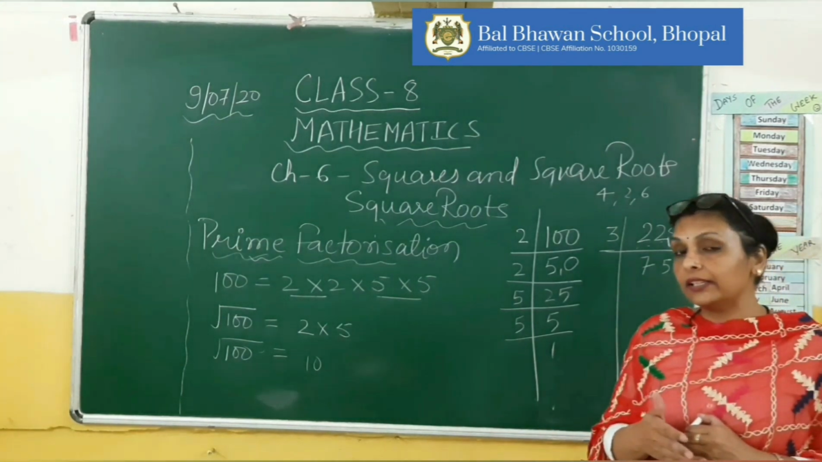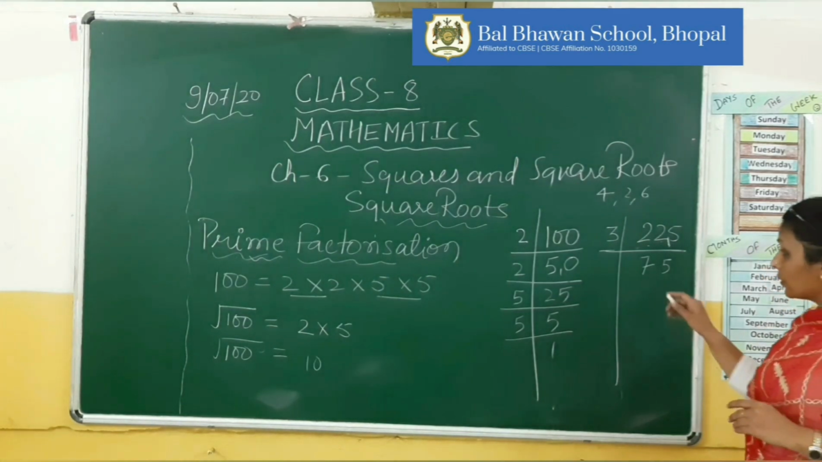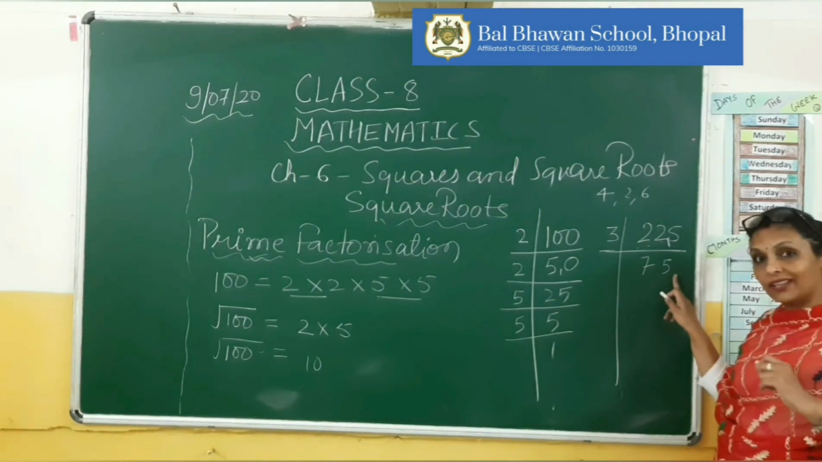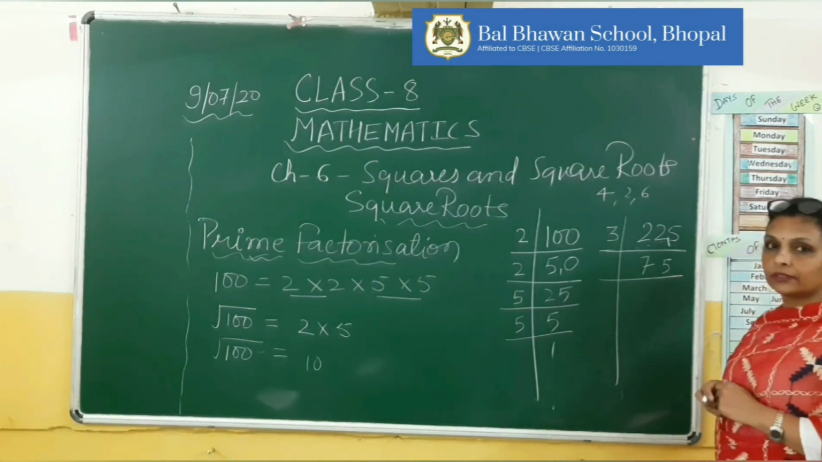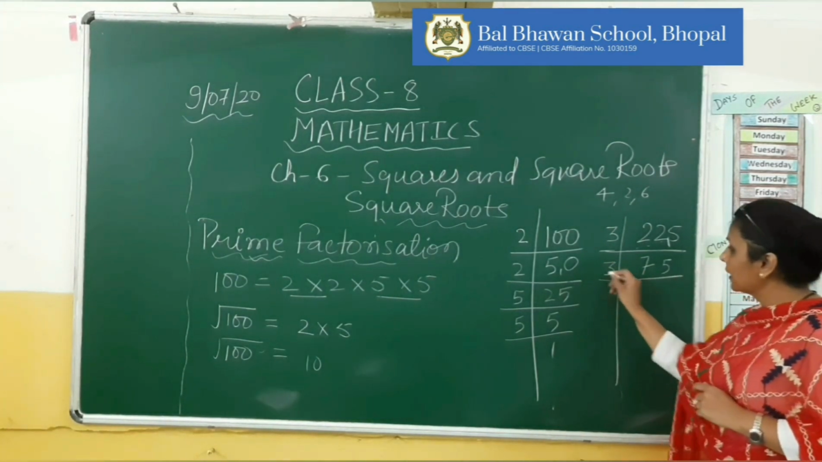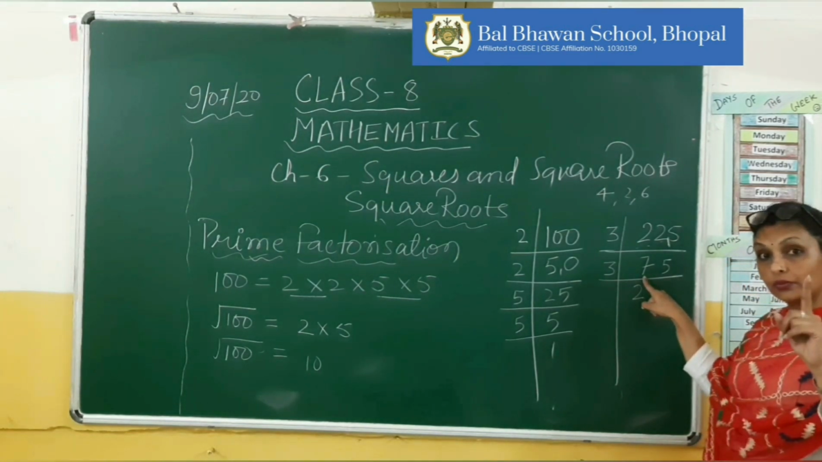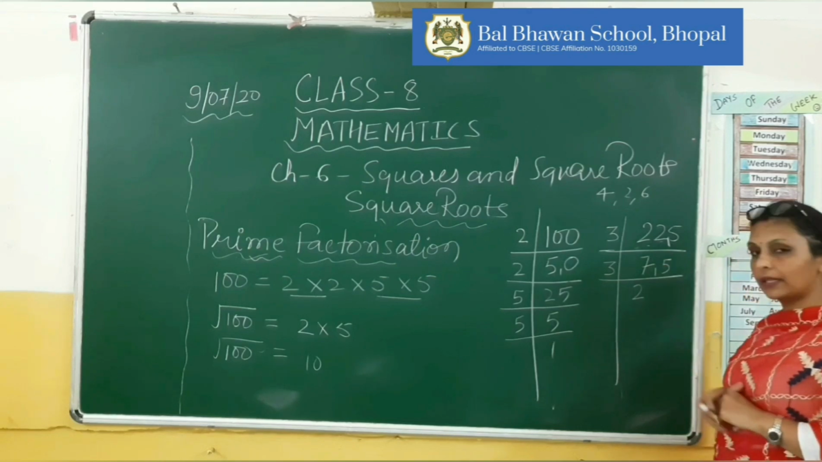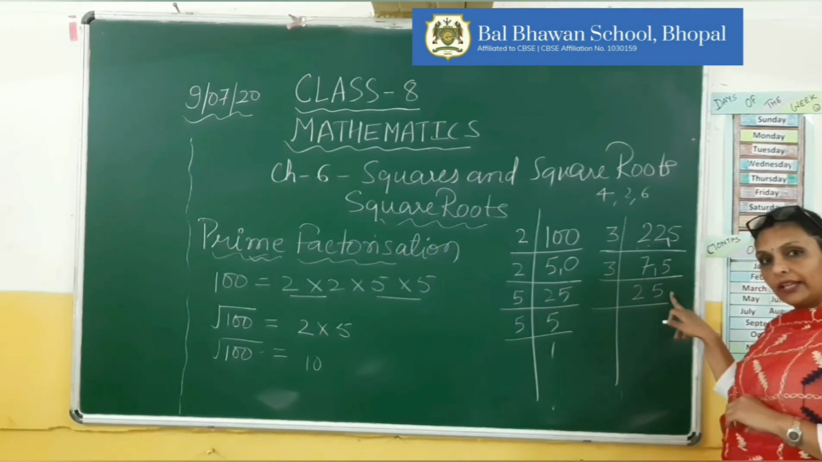Again we will check whether it is divisible by 3 or not. So 7 plus 5, 12, and 12 is divisible by 3. That means this will again factorize by 3. Let's see. 3 2s are 6. How much is left here? It is 7, 1 is left. It has become 15. So 3 5s are 15. Now again we got 25.